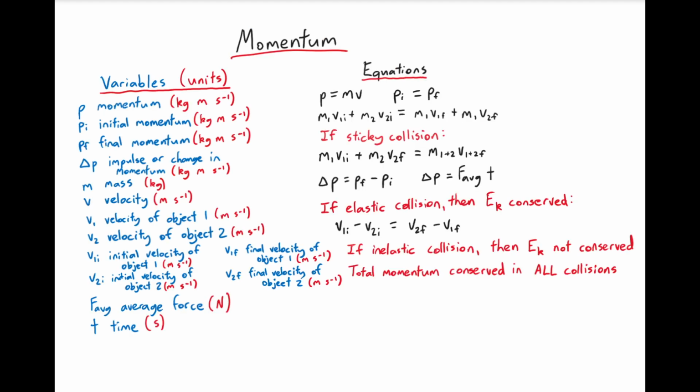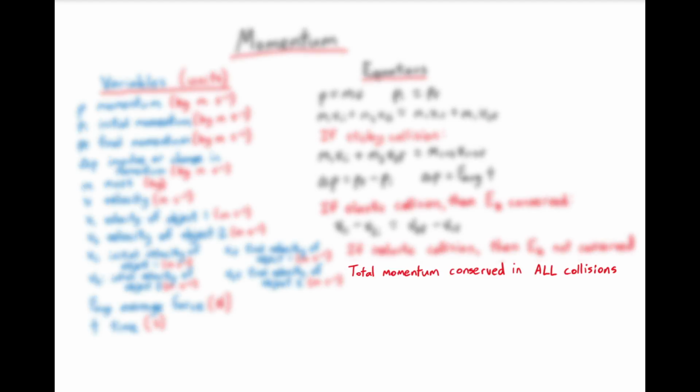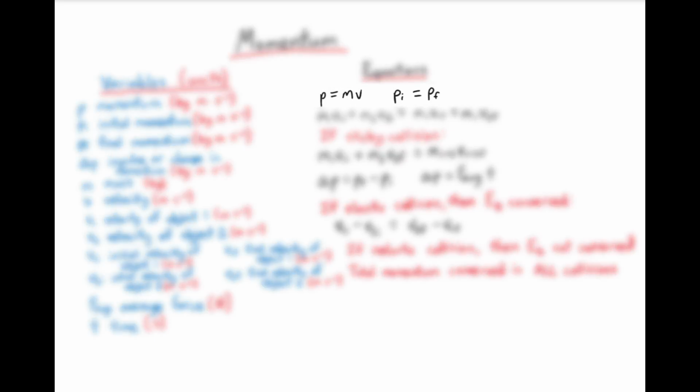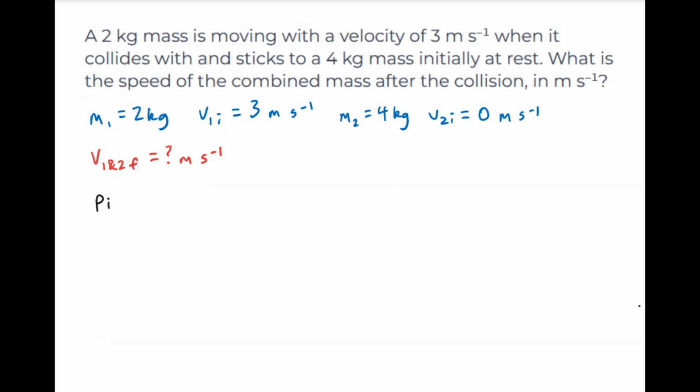The principle that we need to understand is that momentum is always conserved in a collision. So the total initial momentum pi will be equal to the total final momentum pf after a collision. We can write this as m1 v1 initial plus m2 v2 initial equals m1 v1 final plus m2 v2 final, assuming there are 2 objects.